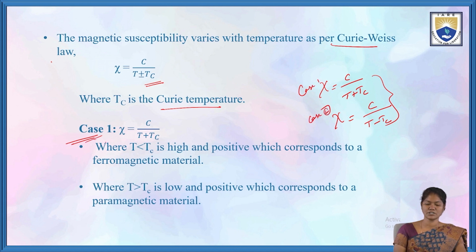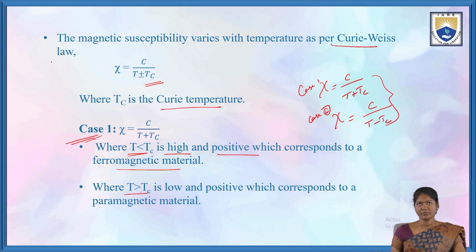When taking case 1, chi is equal to C by T plus Tc, where T is less than Tc, it is high and positive, which corresponds to a ferromagnetic material. When T is greater than Tc, that is, greater than the Curie temperature.